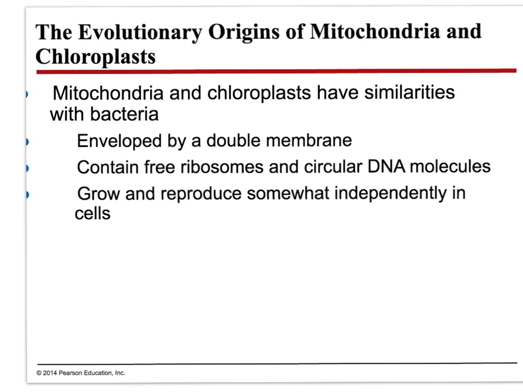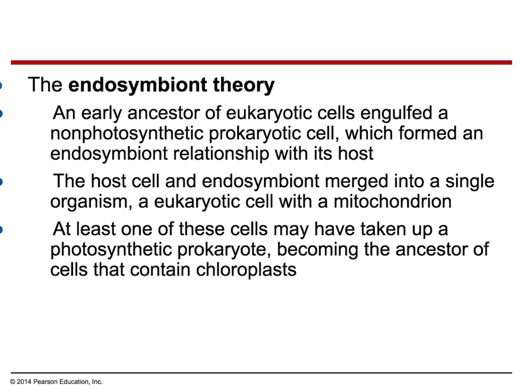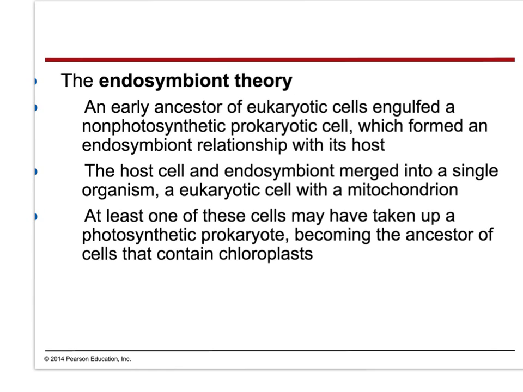The bigger cell with the nucleus, the eukaryotic cell, said, I can offer you plenty of free space and plenty of energy, sugars. And in return, you break that down and you offer me ATP, and we're going to be happy together. All right? And that's what's happening. That's your endosymbiont theory. That an early ancestor of eukaryotic cells somehow engulfed first a non-photosynthetic prokaryotic cell, which formed an endosymbiont relationship.